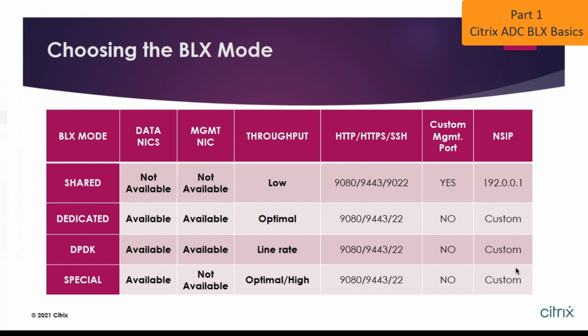If the user has a data NIC available and also has a management NIC, and the throughput requirement is not very high, then they can stick to the dedicated mode. In a very similar setup, if a line rate requirement is needed and they have a hardware resource like a bare metal resource, then the user can use the DPDK mode. And as I said earlier, if there is no dedicated management NIC available, then we can use the special mode on top of the dedicated or DPDK mode. In all these dedicated modes, we will have a custom NSIP, and hence SSH will work on the default port 22.